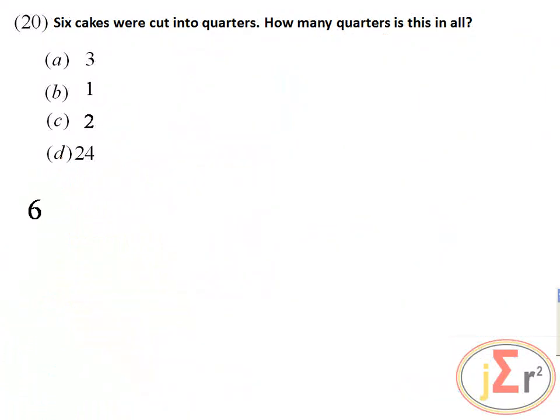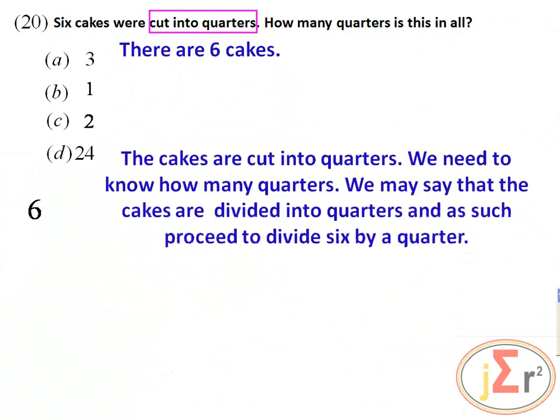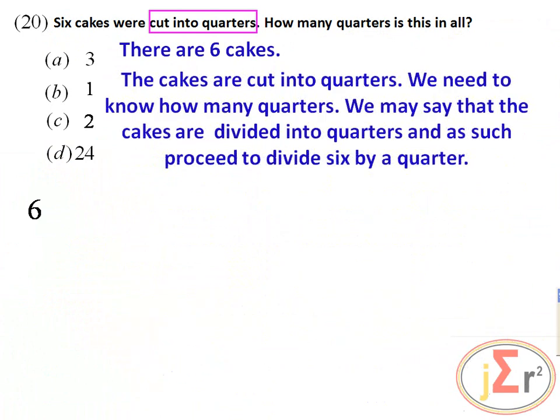We are at the same problem. Let us take another approach to the problem. There are how many cakes? 6 cakes. They are cut into quarters. So the cakes are cut into quarters. We need to know how many quarters. We may say that the cakes are divided into quarters, and as such proceed to divide 6 by a quarter.